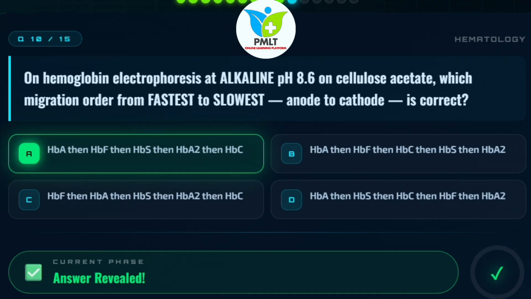Correct answer is A. HbA then HbF then HbS then HbA2 then HbC. At alkaline pH on cellulose acetate, HbA migrates fastest toward the anode, followed by HbF, then HbS, then HbA2, and HbC migrates slowest. HbC and HbA2 co-migrate at alkaline pH and are distinguished by acid electrophoresis at pH 6.2.